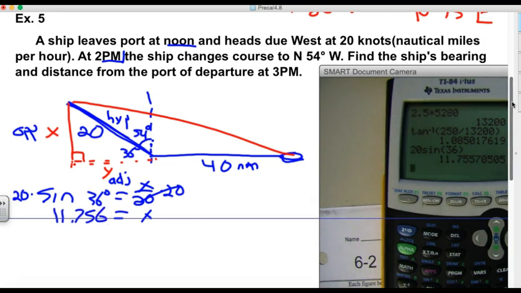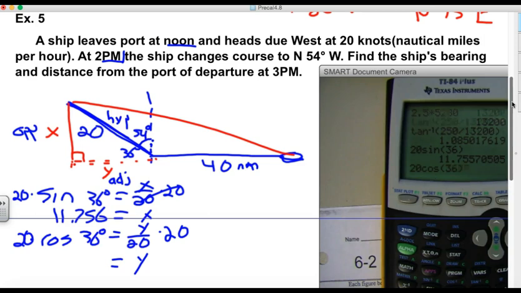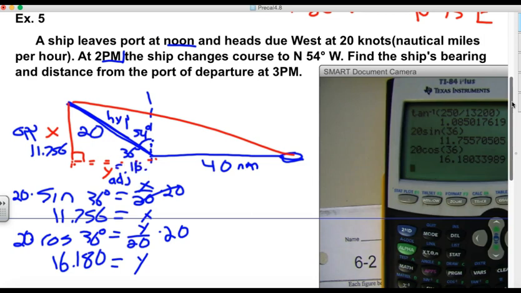All right, now to find Y, Y is the adjacent side, so we need to use the cosine. So we're going to say cosine of 36 degrees should equal Y over 20. Adjacent over hypotenuse. Then times 20 on both sides. So Y is going to be 20 times the cosine of 36, which is 16.180. And again, that's going to be in nautical miles. So now we know X is 11.756 and Y is 16.180.